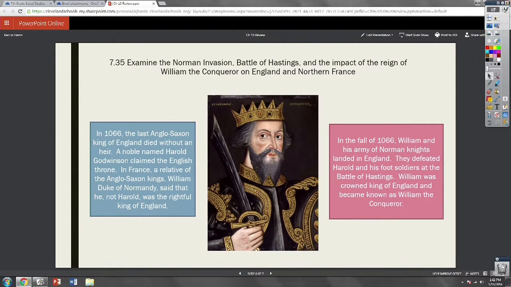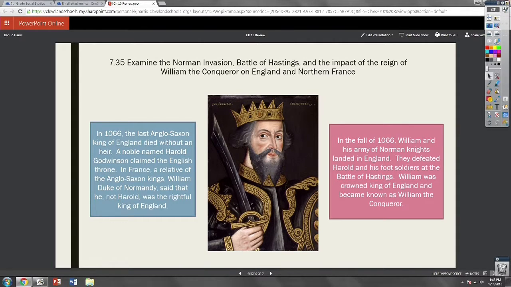735. Examine the Norman invasion, the Battle of Hastings, and the impact of the reign of William the Conqueror on England and northern France. In the middle, you'll see an image of William the Conqueror. In 1066, the last Anglo-Saxon king of England died without an heir. A noble named Harold Godwinson claimed the English throne. In France, a relative of the Anglo-Saxon kings, William, Duke of Normandy, said that he, not Harold, was the rightful king of England, so we had a dispute between those two.